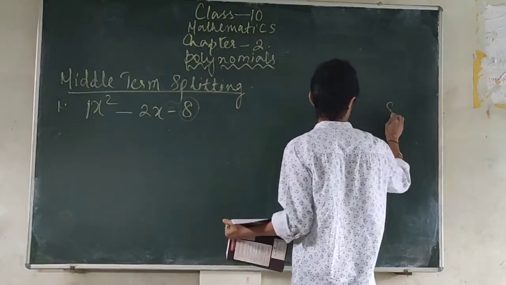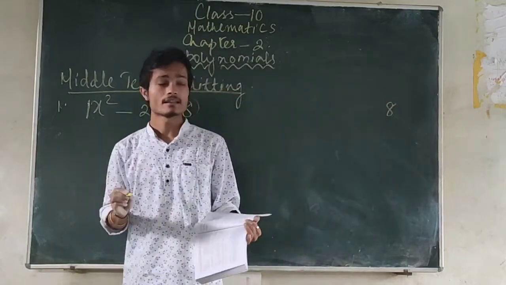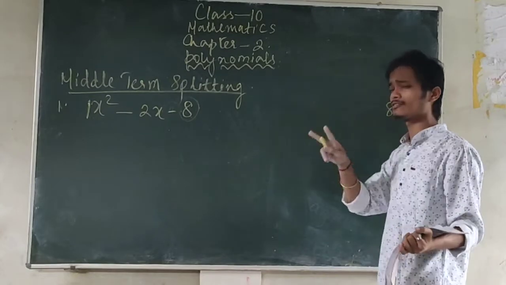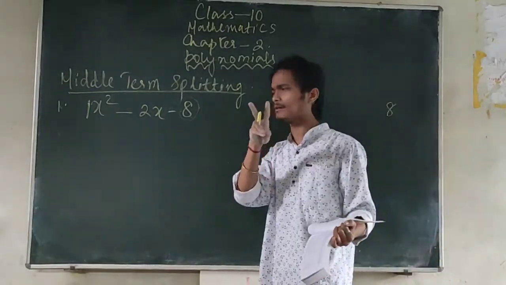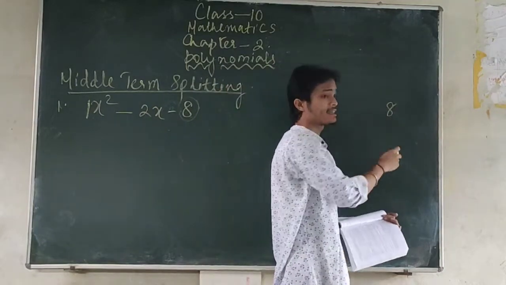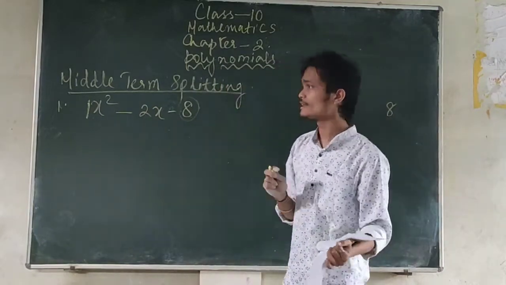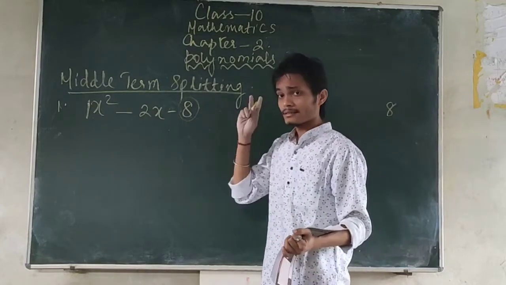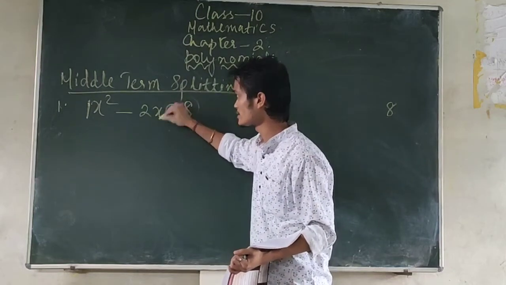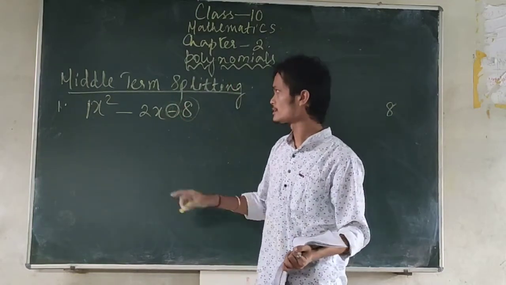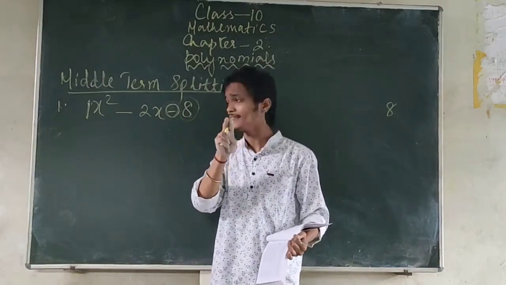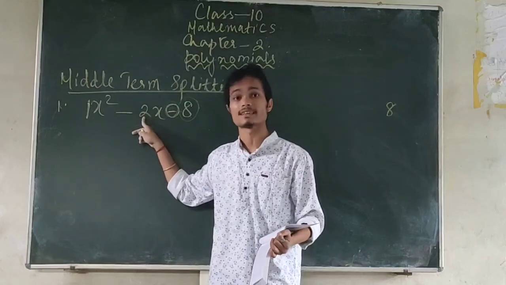1 times 8 is 8. So write down in the rough, 1 times 8 is 8. Now I have to factorize this 8 and get two numbers. Which two numbers shall I take? 8 times 1 is 8, and 2 times 4 is also 8. Which numbers shall I take? That depends on the sign of the constant term. This is minus, so I have to choose two numbers such that subtracting them, I should get the middle term, that is 2.